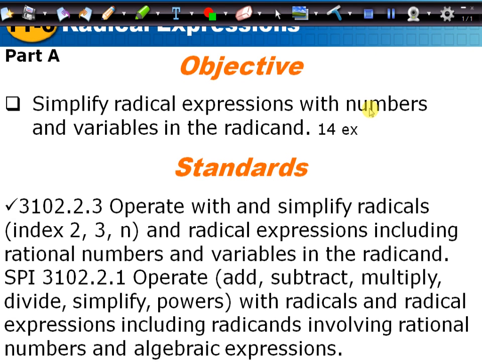Right. Today's lesson is 11-6. This will be part A. Our objective is to simplify radical expressions with numbers and variables in the radicand.